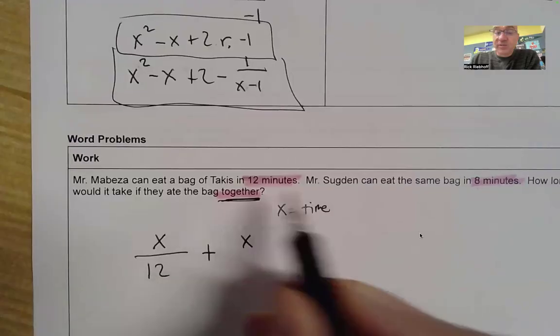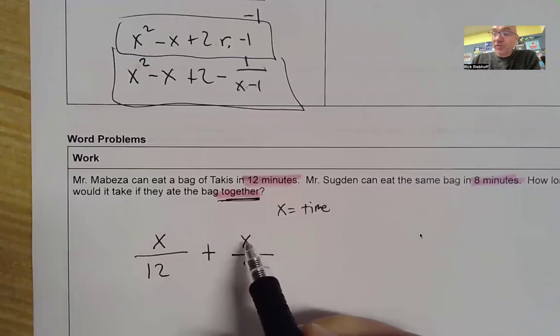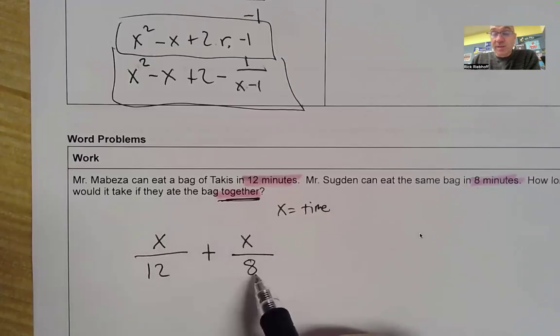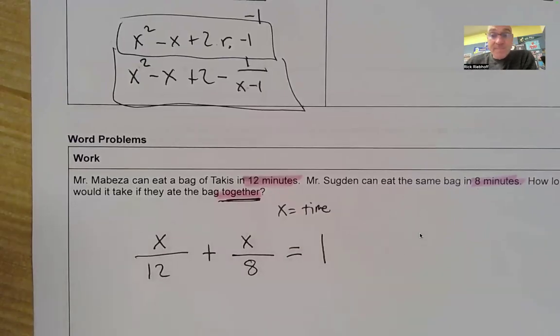Mr. Sugden eats for the same amount of time. They're eating it together, same time, right? But he can eat a bag in 8 minutes. So if he eats for 1 minute, that would be 1/8 of a bag. 2 minutes would be a quarter of the bag, or 2/8 of the bag, right? Makes sense? This is how this is set up, and we are combining to eat one bag.